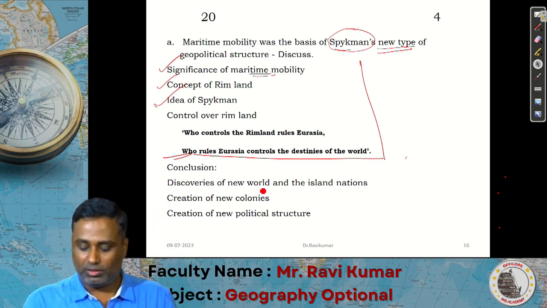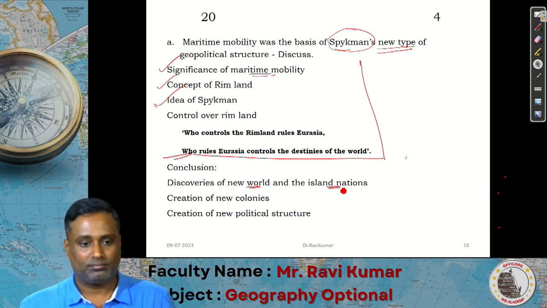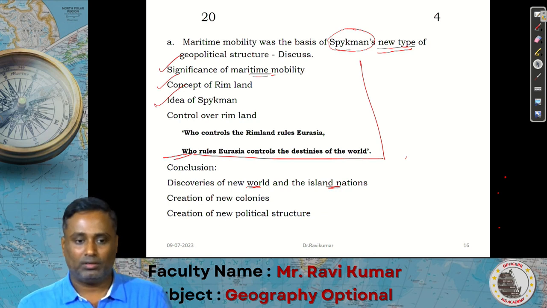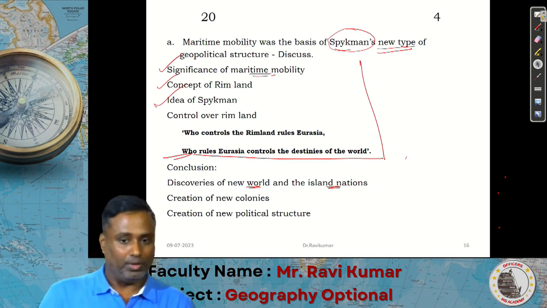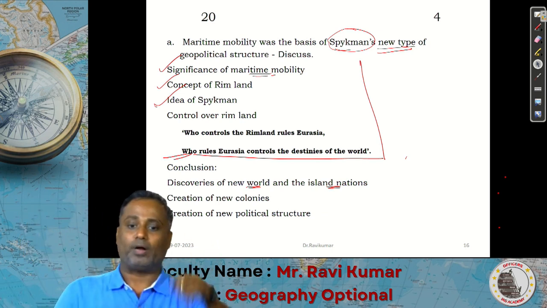Discoveries of the New World and new island nations evolved based on maritime mobility. Columbus, Vasco da Gama, and Magellan, everybody discovered new islands and new lands based on their mobility. Wherever they reached, they became colonies of the country that sponsored them.